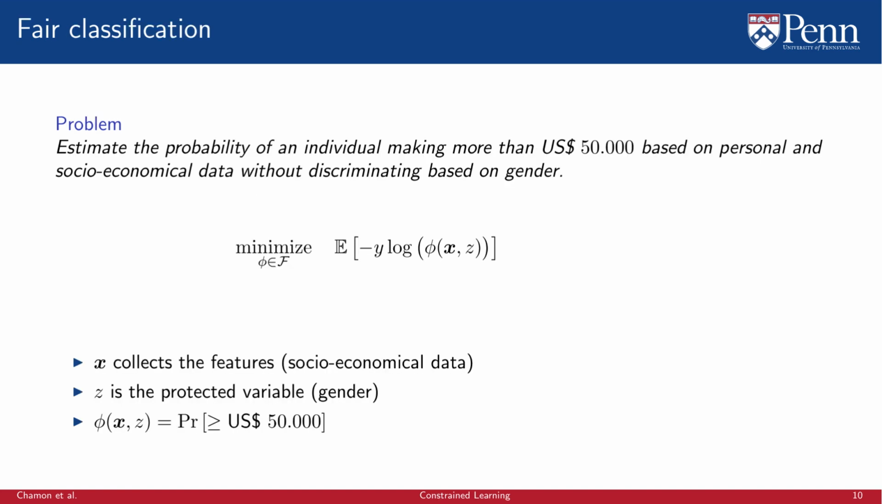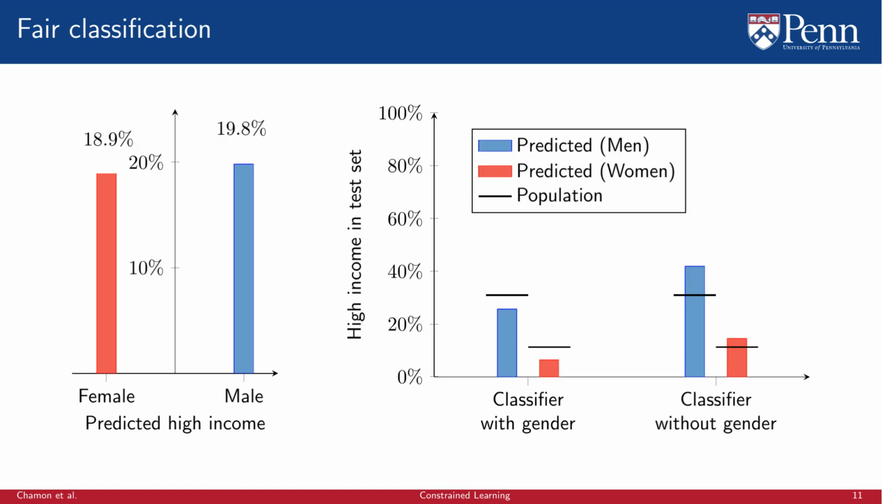So let's start by answering the first question by giving a concrete application example. Now suppose that we are trying to predict whether an individual makes more than $50,000 a year based on their personal and socioeconomic data. Using classical learning, the resulting classifier turns out to treat men much more favorably than women. All things being equal, it is almost a full percentage point less likely to predict high income for a woman than it would for a man. In fact, in more than 3% of the cases, the classifier would switch its prediction from high to low income if the individual had been a woman. And removing gender from the predictors only makes things worse.